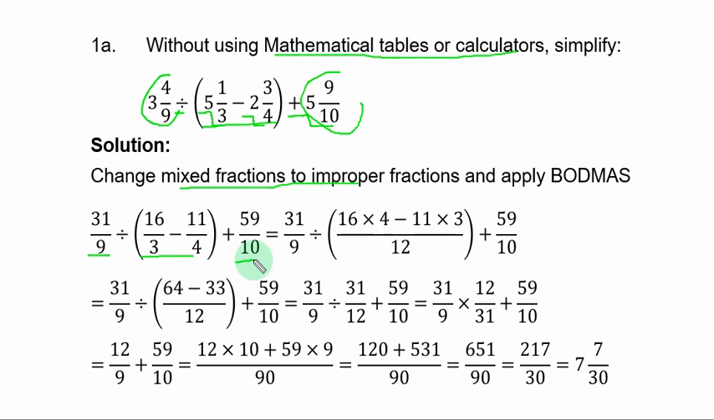And in the bracket, you have fractions subtraction. You find the LCM of the denominators, and the LCM is 12. Every other fraction remains the same. You divide 12 by 3, you have 4. 4 times 16 minus, you divide 12 by 4, you have 3. 3 times 11. We are still on the bracket.